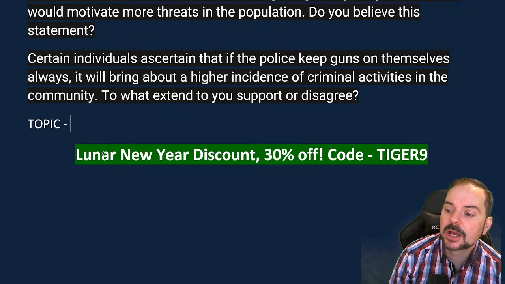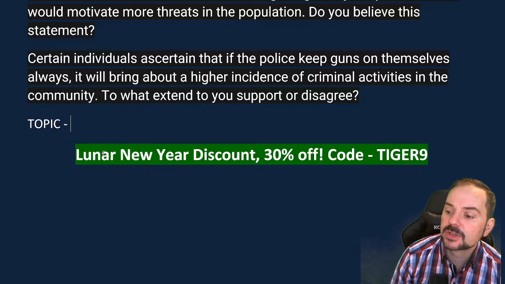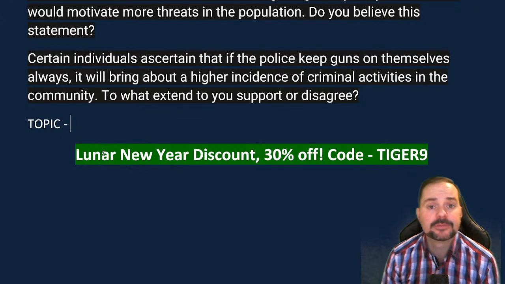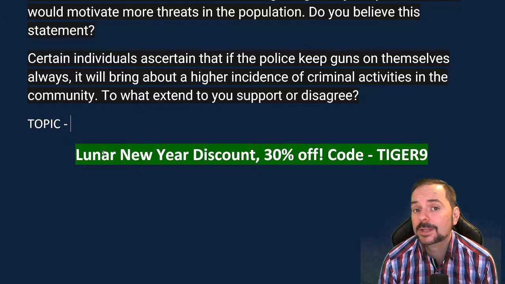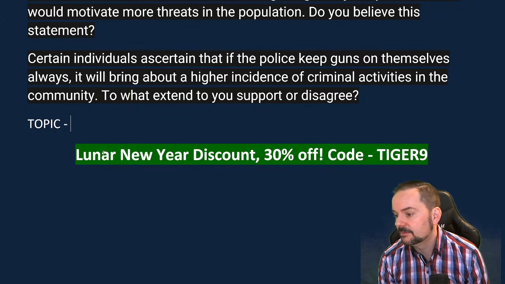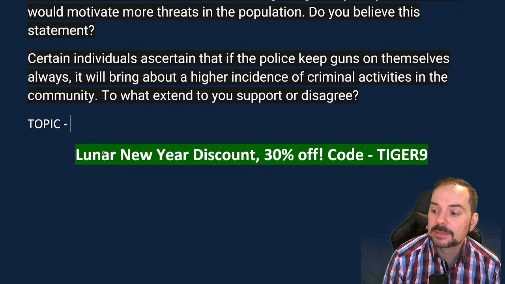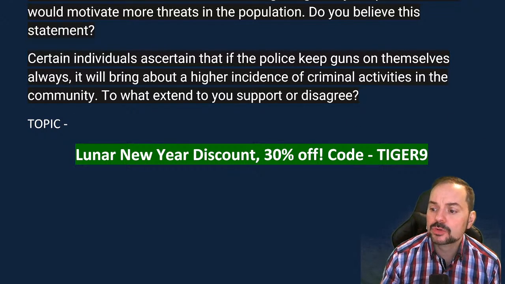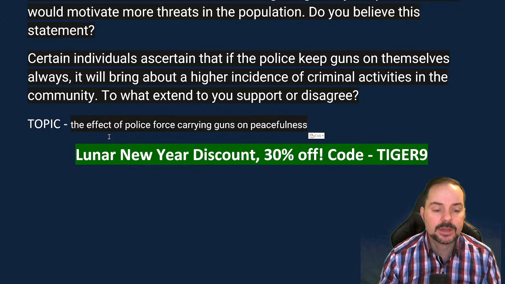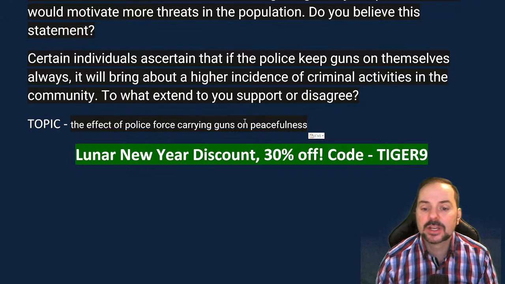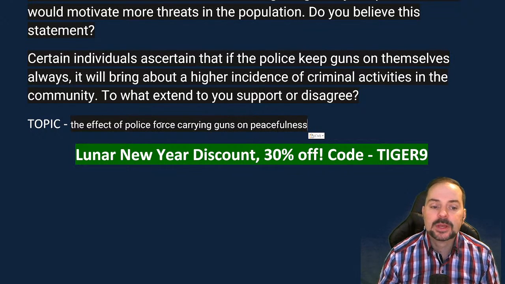Jyoti says the topic is police force carrying guns to encourage violence. Notice how we've got some different ideas around the topic. So here's where you have to be very careful because there really is only one topic that we're talking about. June says the effect of police force carrying guns on peace. June, that's the closest one. So this is what June says is the topic, and I think June is very, very close. The effect of police force carrying guns on peacefulness. Okay, June, you're very close.